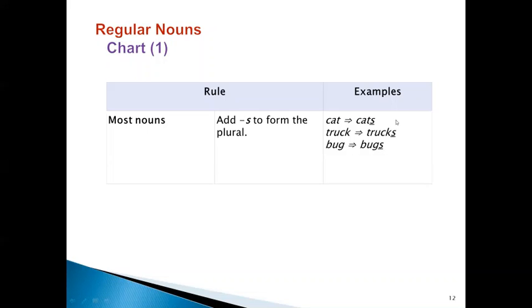So here we add s, as you see, the underlined letters in the examples are the letters that make the plural form of the words. So we just add s: from cat, we add s to it and it becomes cats. This is the general rule: for most nouns, we add s to form plural nouns. So we can say one cat, but two cats, three cats, four cats, one truck, two trucks, three trucks, and so on.